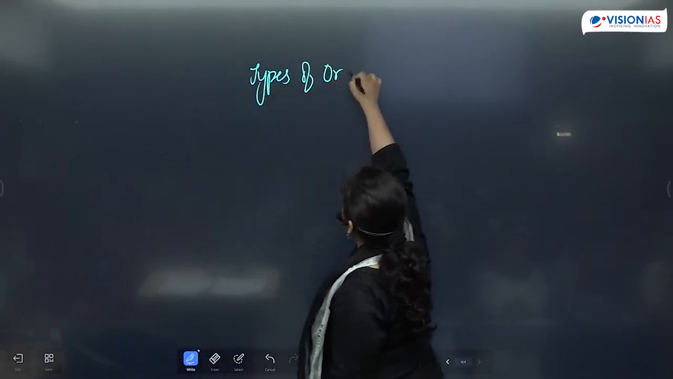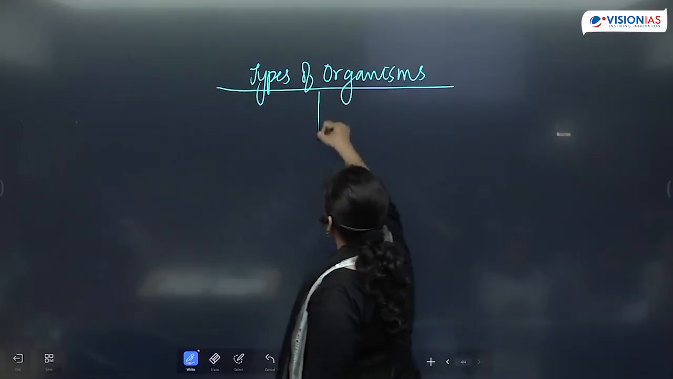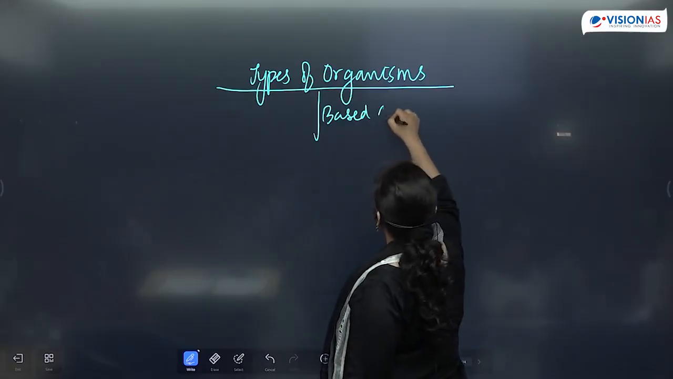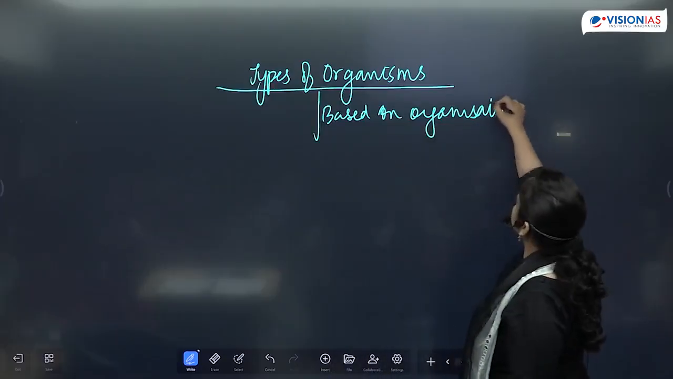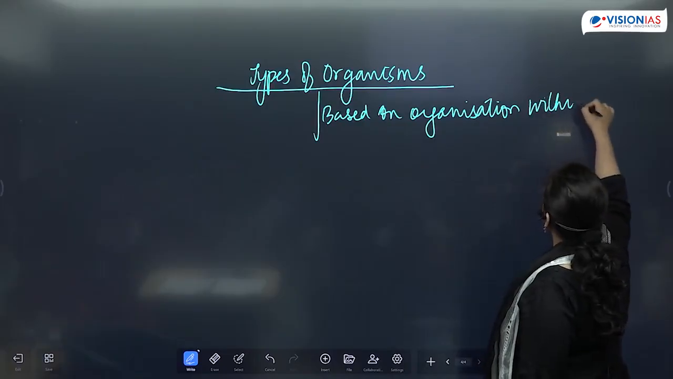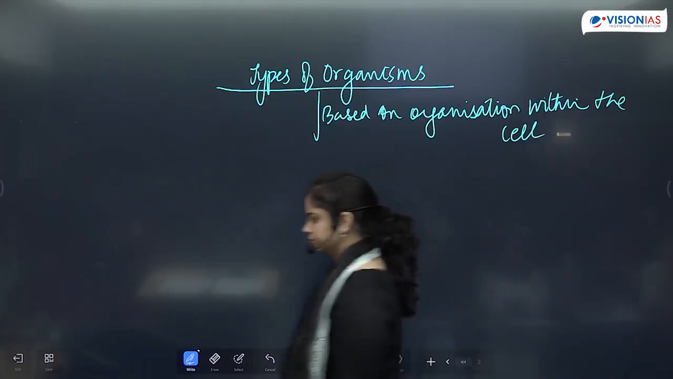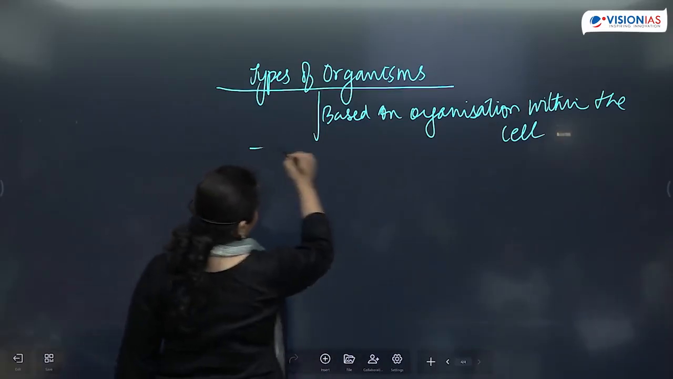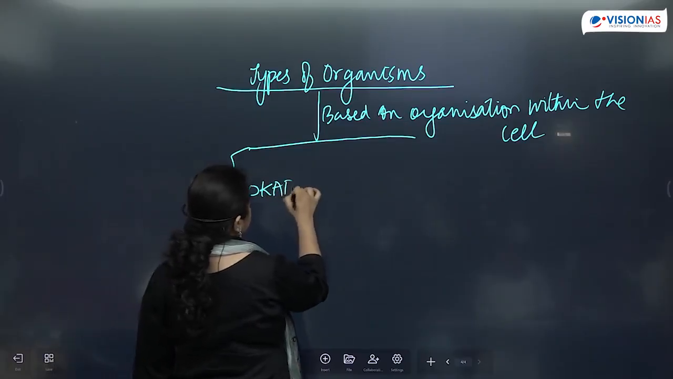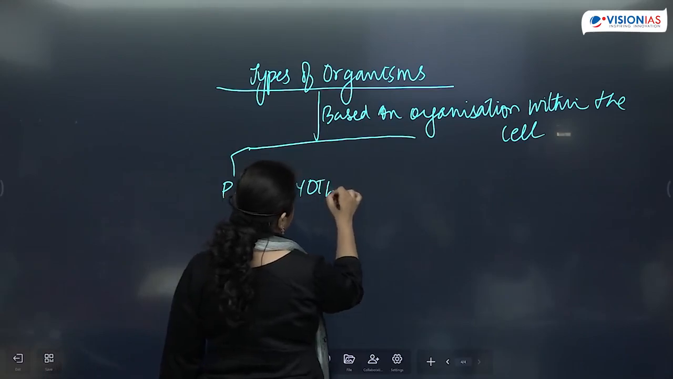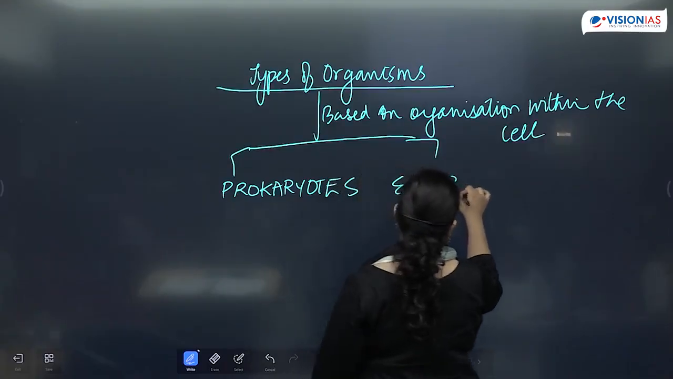Types of organisms based on organization within the cell: prokaryotes and eukaryotes.